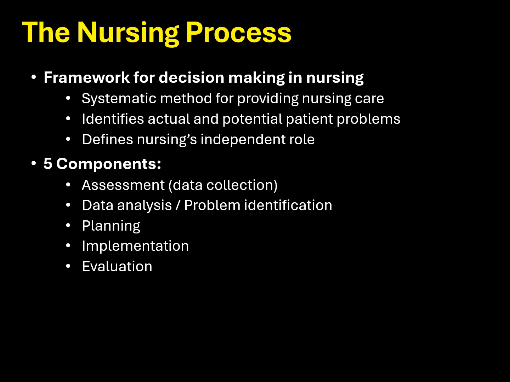The nursing process is the foundation of nursing practice. It's a systematic and scientific method that helps us think and act in a clear, organized way. Developed in the 1950s, it highlights the nurse's independent role in patient care. It has 5 key steps: assessment, data analysis, also known as problem identification, planning, implementation, and evaluation. These steps often overlap because as nurses, we are constantly assessing and reevaluating patients.